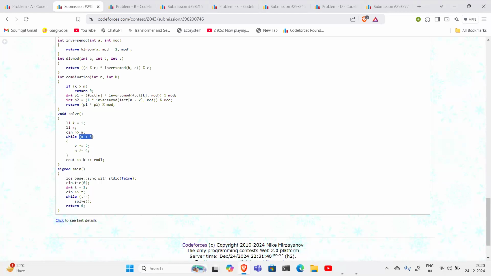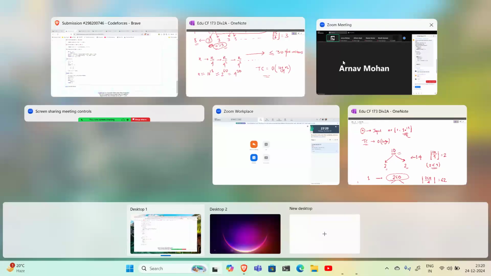Whenever the value of n becomes less than or equal to 3, that basically means that we cannot perform the operation even once more, and hence we break the while loop. So it stops, and we can print k, which is actually the number of coins. So I hope it's clear.